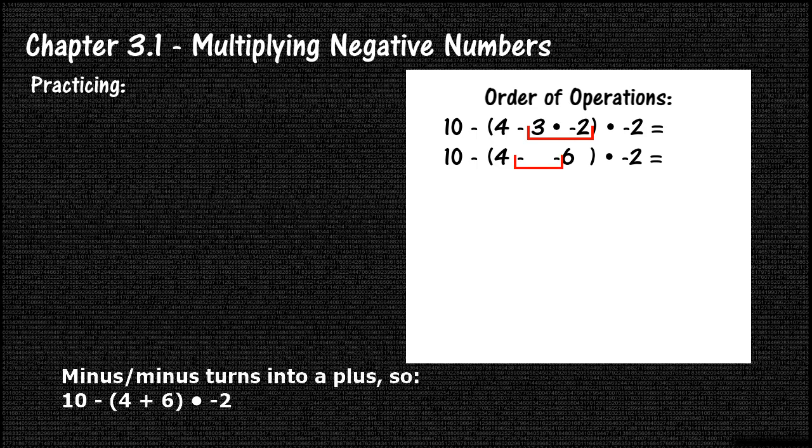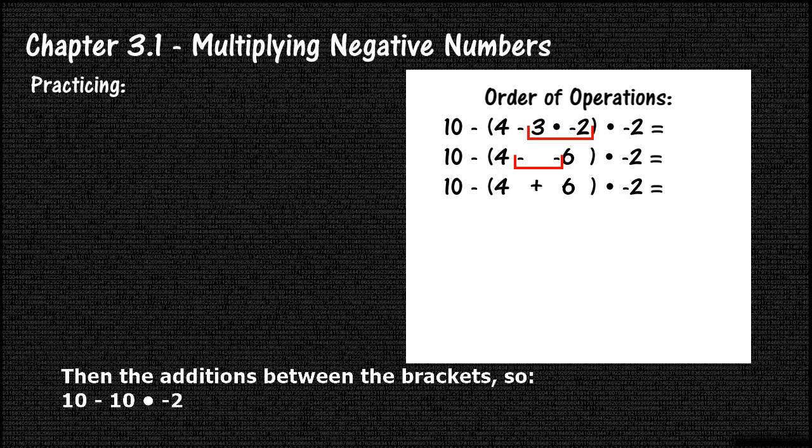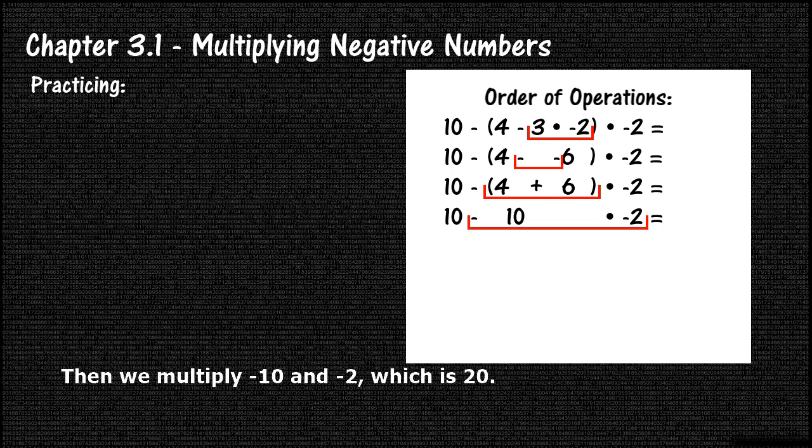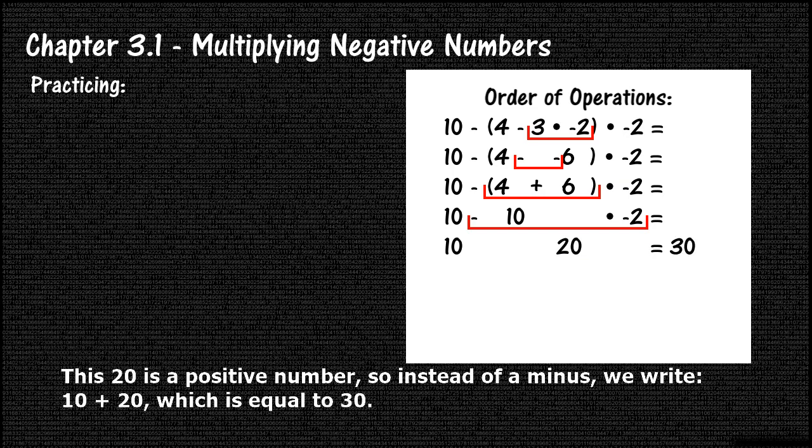Minus minus turns into a plus, so 10 minus 4 plus 6 times minus 2. Then we add 4 and 6 to receive 10. 10 minus 10 times minus 2. Then we multiply minus 10 and minus 2, which is equal to 20. This 20 is a positive number, so instead of a minus, we write 10 plus 20, which is equal to 30.